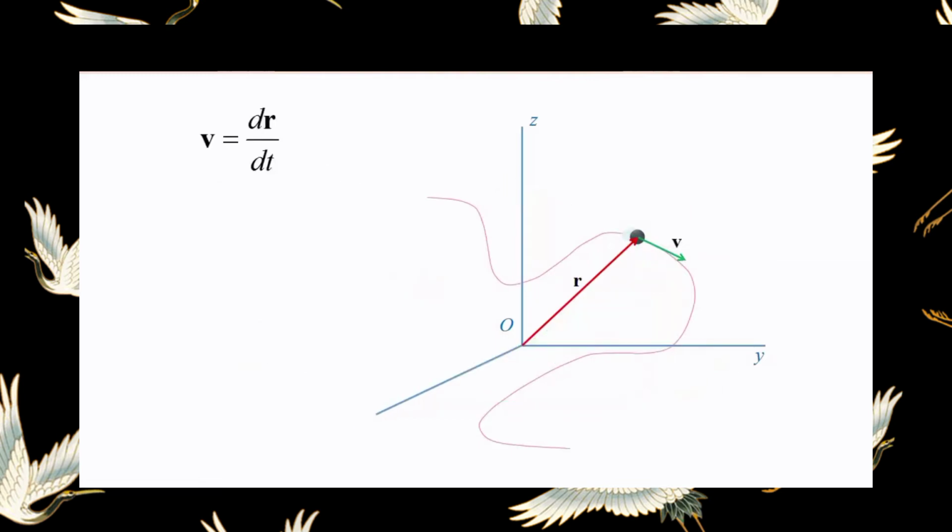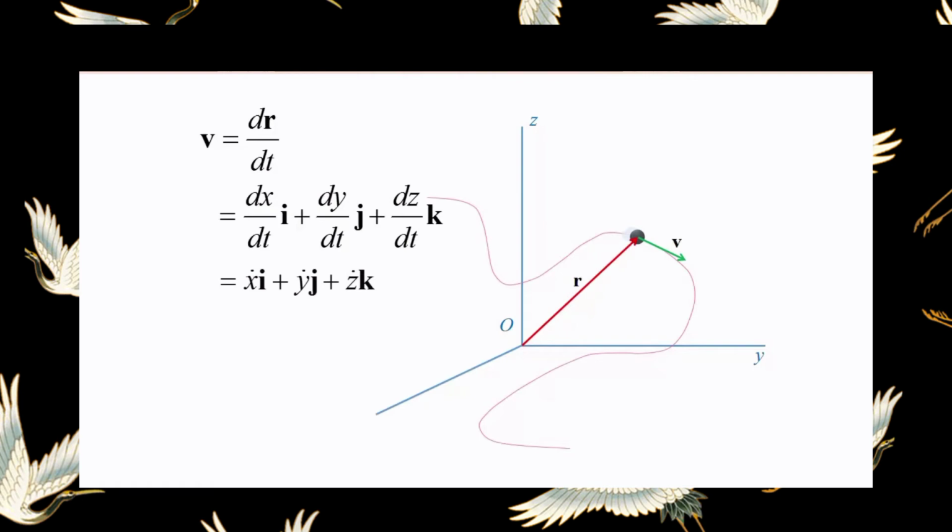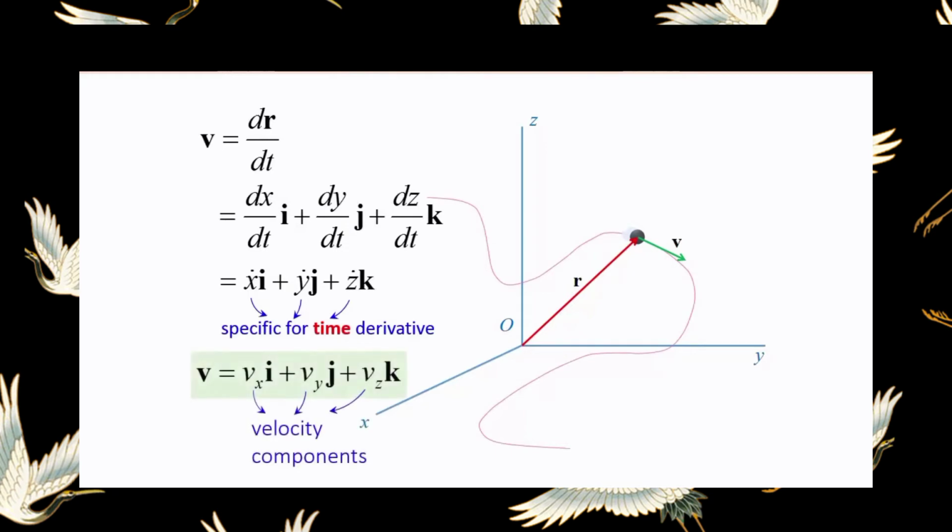And since r equals xi plus yj plus zk in the rectangular coordinate system, the velocity is dr over dt, which is simply dx over dt i plus dy over dt j plus dz over dt k, or x dot i plus y dot j plus z dot k. The dots are specific for time derivatives. Also we can write the velocity vector with the velocity components, where vx, vy, and vz represent the velocity of the particle in the x, y, and z direction respectively. And once again, the velocity vector is always tangent to the path at any point.